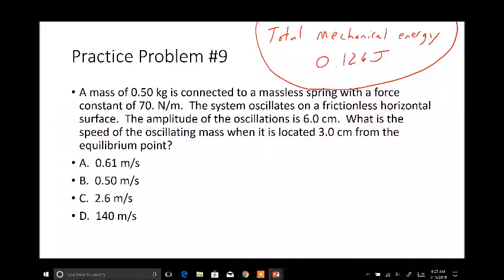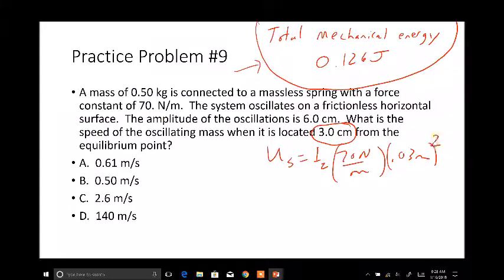We know how much total mechanical energy there is in the system. We're assuming that's not changing because there's no friction. We need to calculate how much elastic potential energy there is in the spring system at the 3 centimeter displacement. So we're going to say 1/2 times k times x squared. And that gives us an elastic potential energy of 0.0315 joules.